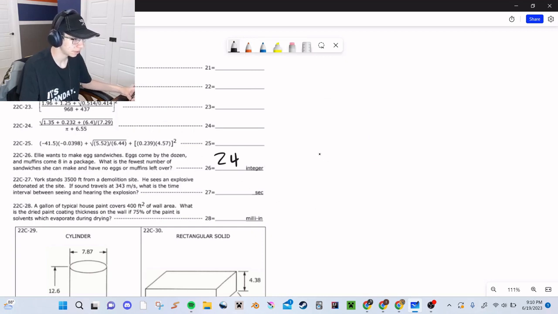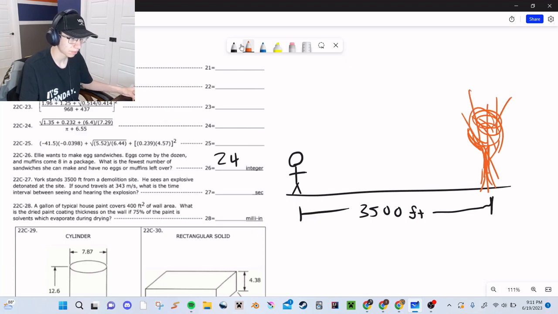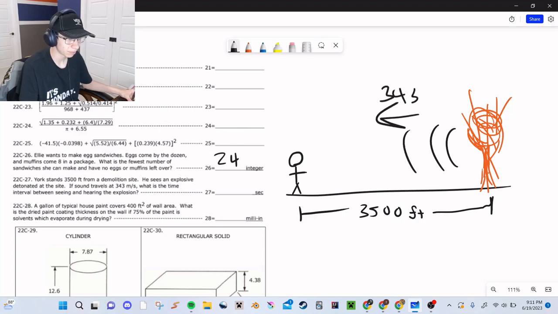Okay, 27. So York stands, let's draw this guy. York stands 3,500 feet from a demolition site. He sees an explosive detonated at the site, so I guess like a mushroom cloud, an explosion, right? And the sound waves are going to travel at a speed of 343 meters per second. Okay, so what is the time interval between seeing and hearing the explosion?